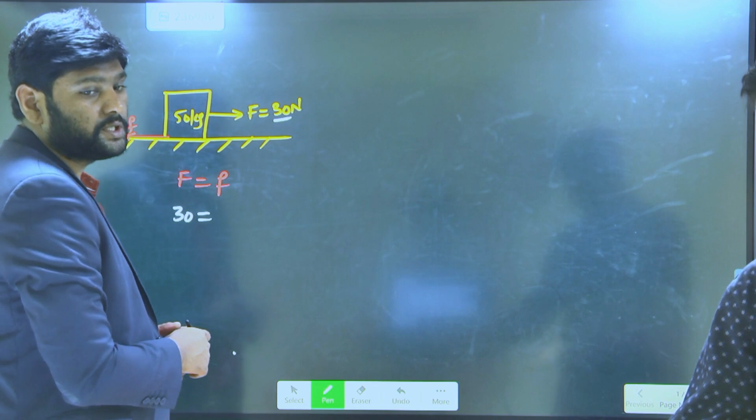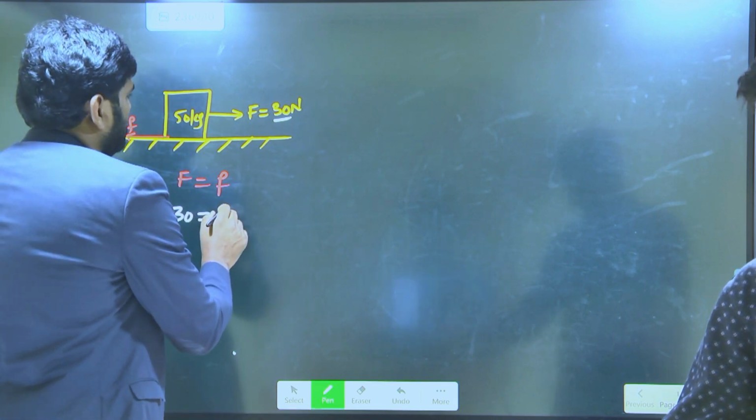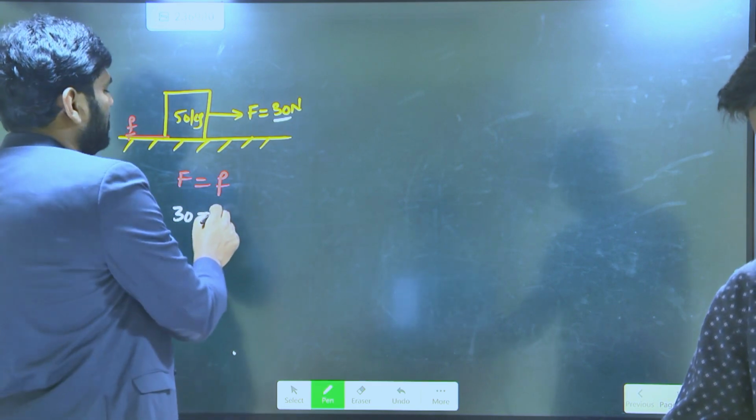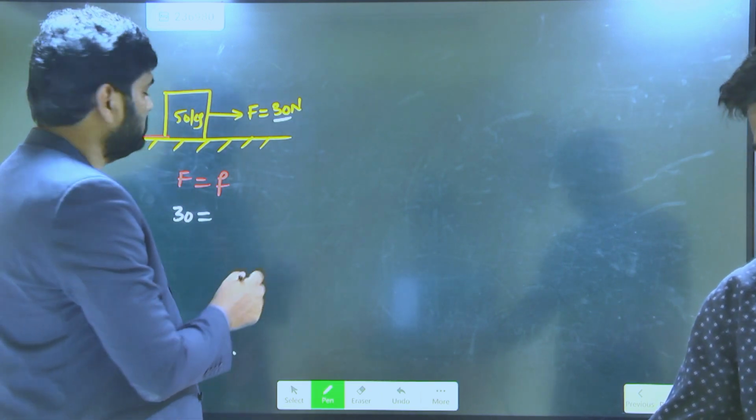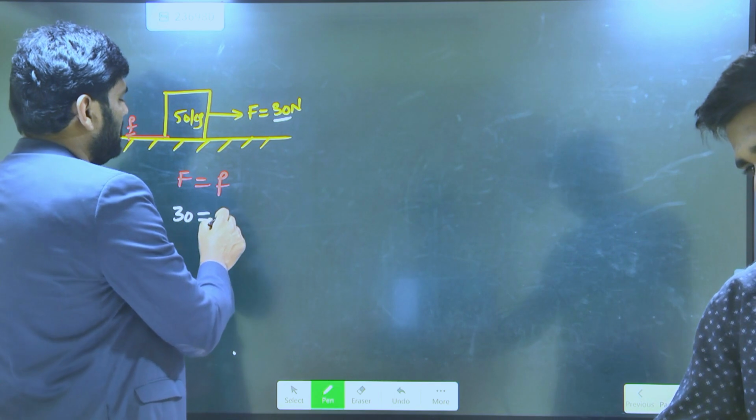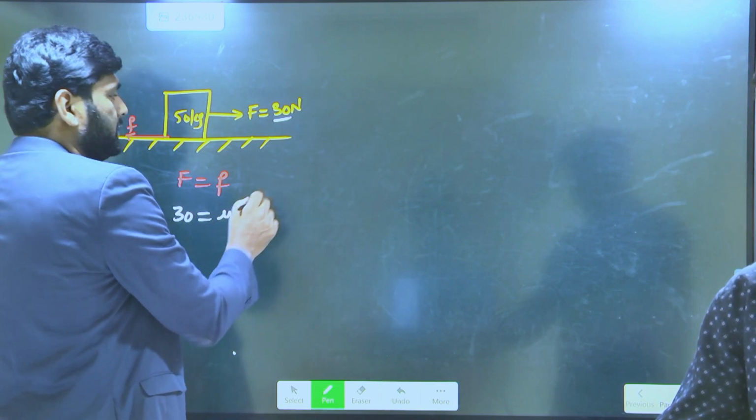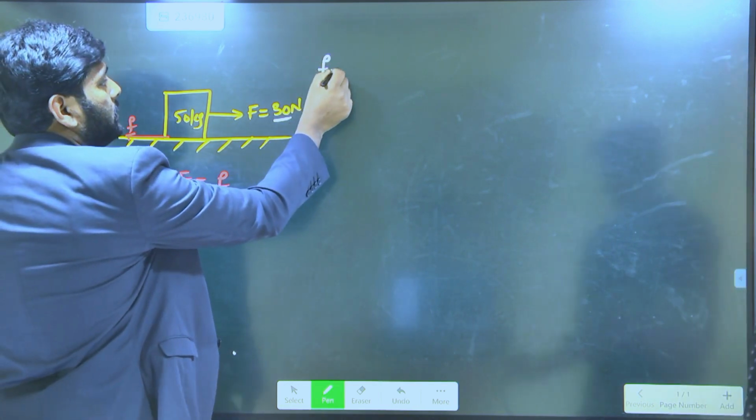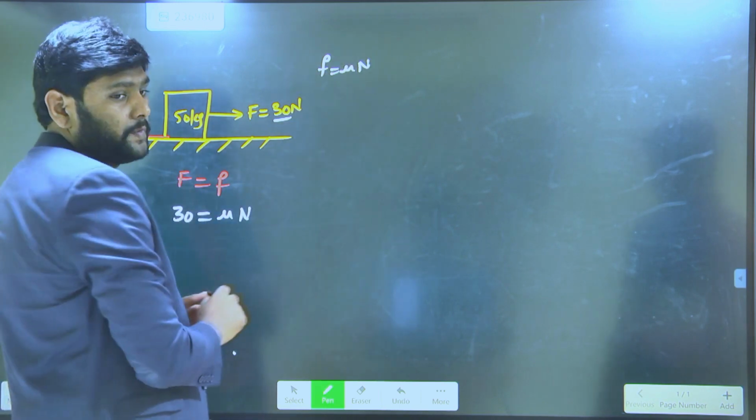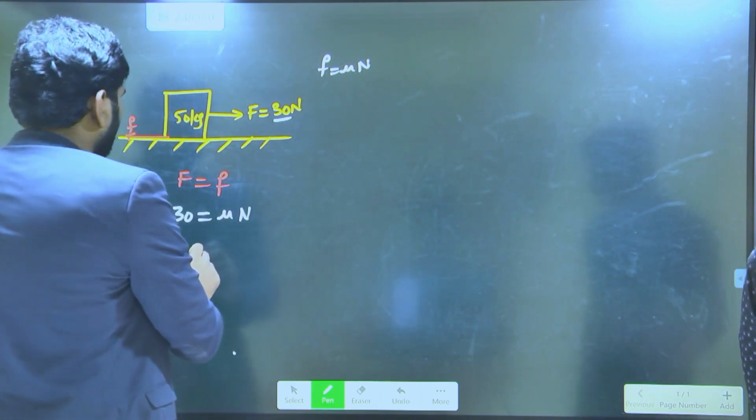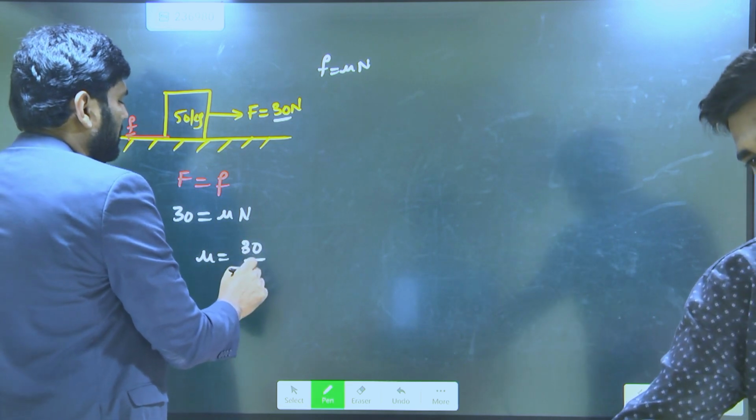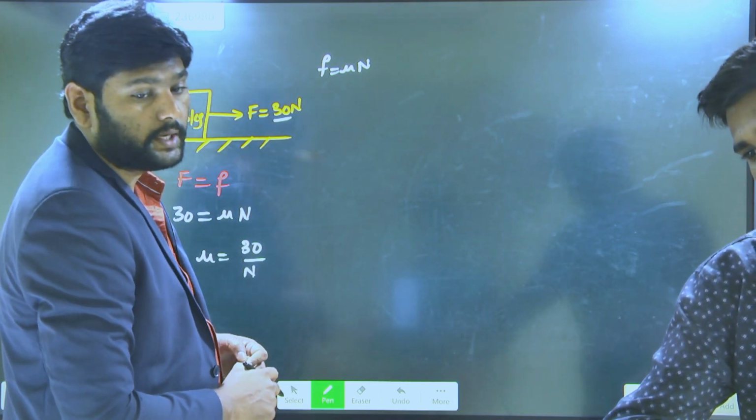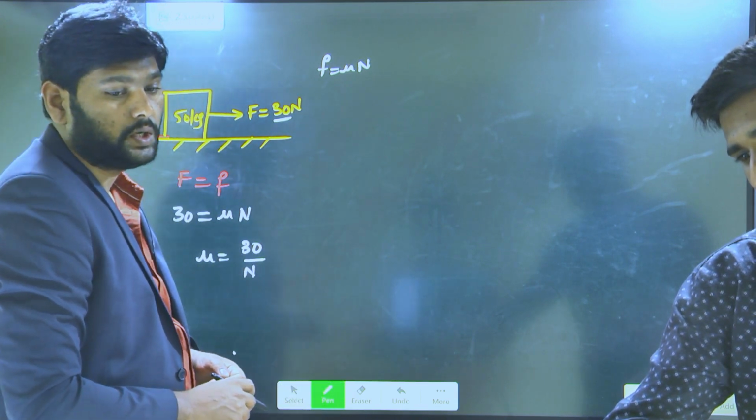30 newtons is equal to the friction force. What is the friction force formula? The general friction force formula is mu into N. So from here, mu is equal to 30 by N. But what is N? Normal reaction.